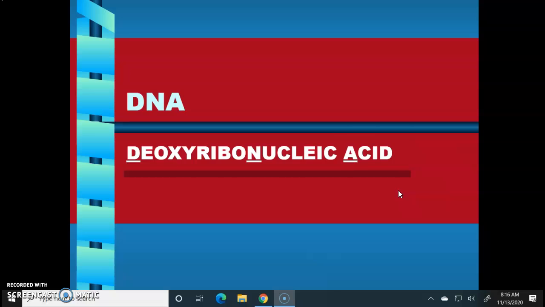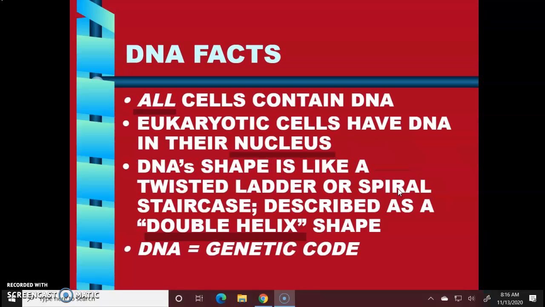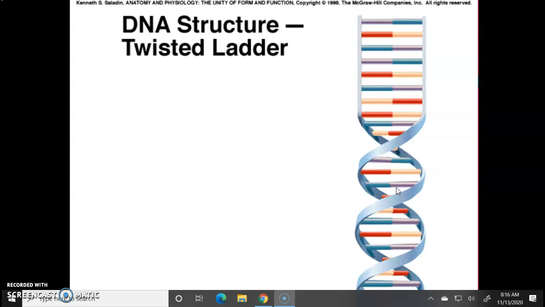And number 2, all cells contain DNA. Now, eukaryotic cells, of course, have their DNA in their nucleus. It's what makes up chromosomes. And the shape of DNA is often described as a double helix, which we'll look at in just a second. So here we have it. It's like a ladder, then the ladder itself is twisted up. And you'll be doing a diagram of this in the next day or two.